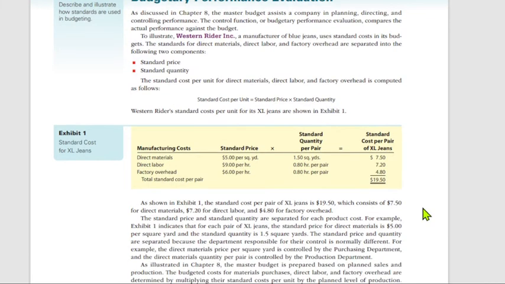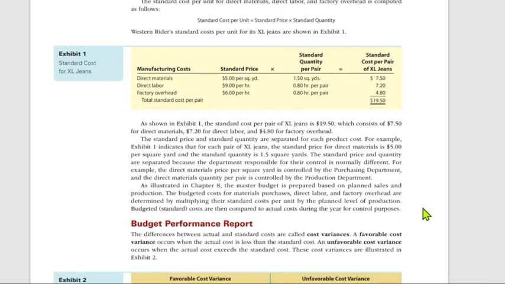Please look at your exhibit 1. This is the standard cost for XL jeans. So our inputs in our manufacturing process are direct material, labor, and then overhead. We have our standard price for a particular input, standard quantity for a particular input, and when you multiply the price and the quantity at standard price at standard rates, we get the standard cost. And when you add all of this, they comprise your total standard cost.